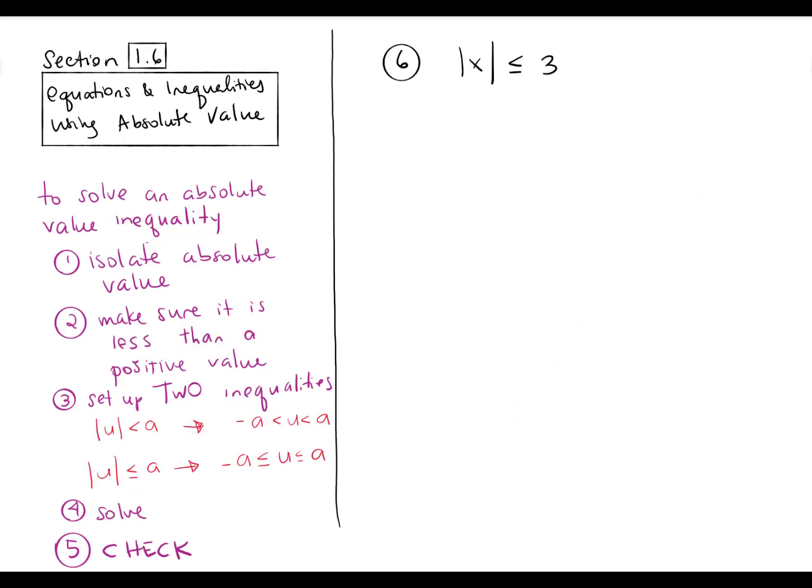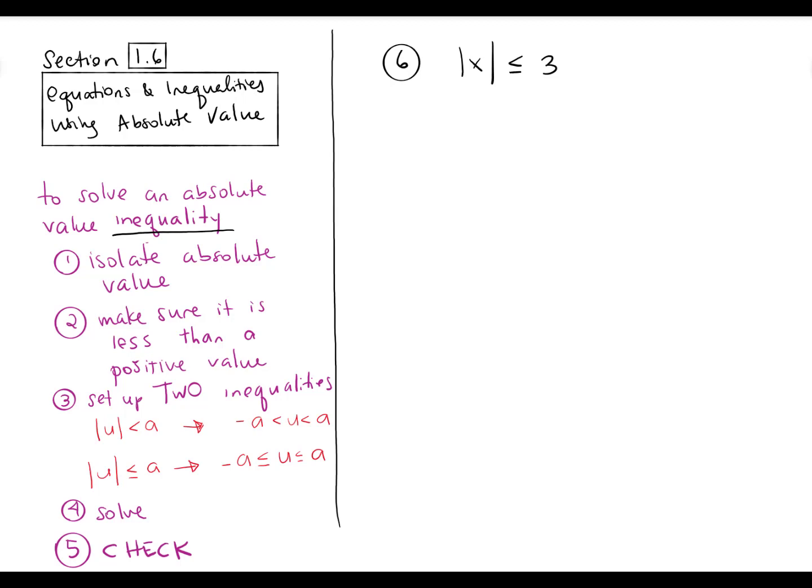I changed the rules on the left-hand side just slightly to accommodate our new topic. We are now dealing with inequalities. And so you still want to do step 1, isolate the absolute value. You still want to do step 2, make sure that it is less than a positive value. It's not going to be equal to a positive value. It's going to have an inequality symbol. But you still want to make sure that the right-hand side is still a positive value.